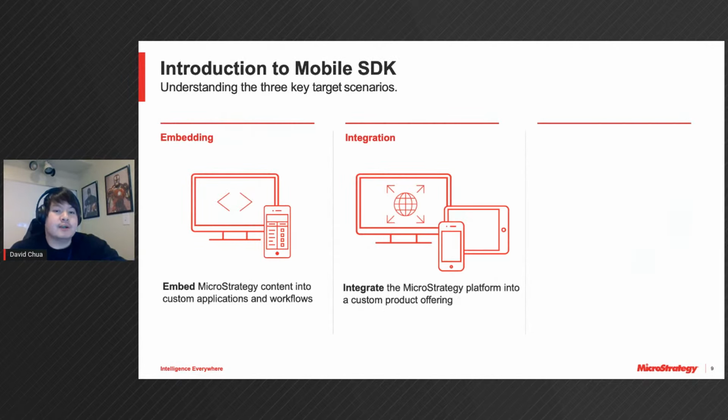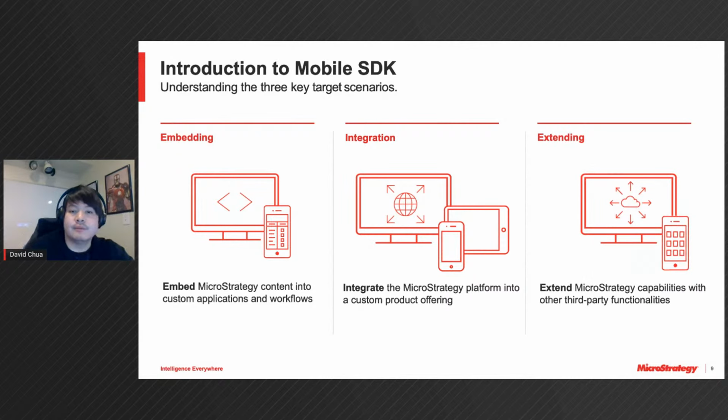And to understand, there are three different key scenarios when using Mobile SDK. The first one is embedding, which is adding the MicroStrategy content into your application. Integration, basically using MicroStrategy data to support your own custom app. And extending, which is using third-party applications such as AR kits to consume and process MicroStrategy data.